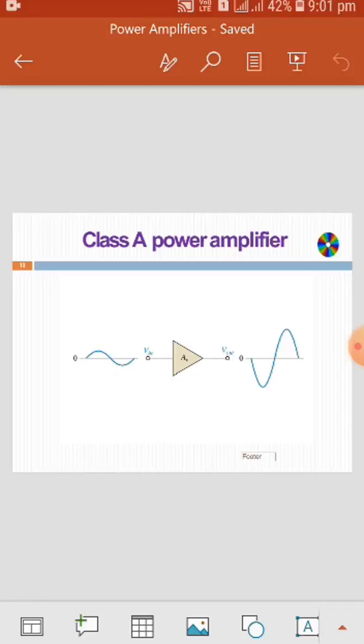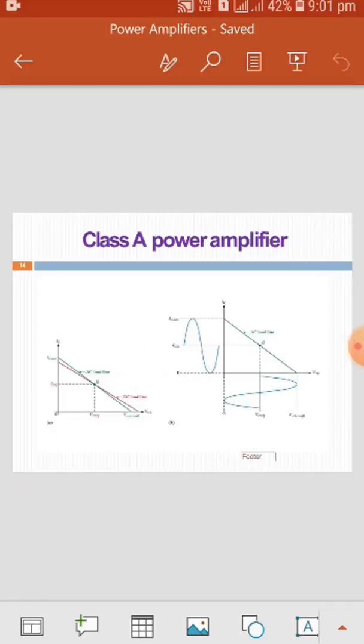As we can see in this slide, there is a 180 degree phase shift between input and output, which is one of the parameters of a common emitter amplifier. How we are getting this full cycle at the output is explained with respect to the load line. As I said, the Q point is selected in the center of the load line. In the graph, on the left-hand side we have the input signal, and for the corresponding input signal we obtain one full cycle output signal.